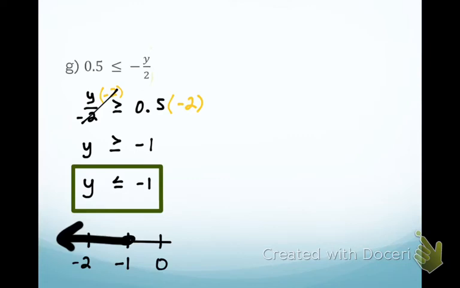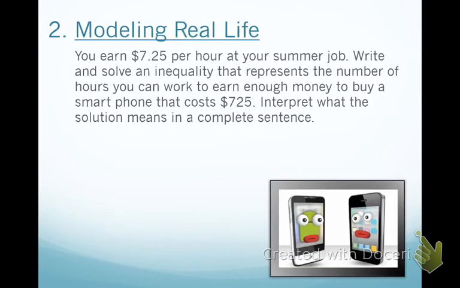If you would, go ahead and flip to the next page in our notes. On the next page, we do have a modeling real-life problem, and it says you earn $7.25 per hour at your summer job. Write and solve an inequality that represents the number of hours that you can work to earn enough money to buy a smartphone that costs $725.